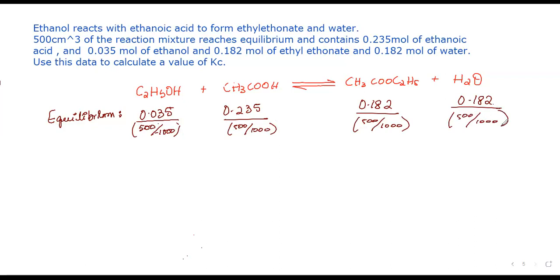When we do that, we end up getting 0.47 mole per dm cube, then 0.070 mole per dm cube, and we will end up getting 0.364 for both of them.